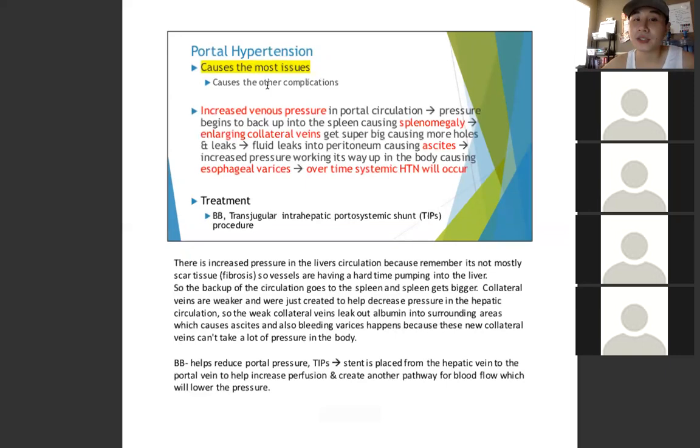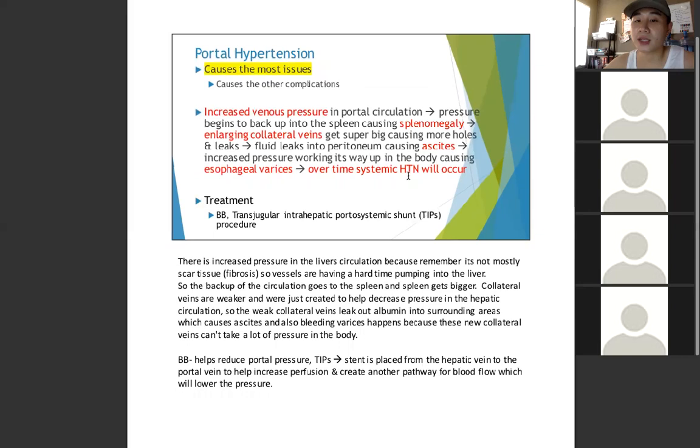All right, portal hypertension causes the most issues. Portal hypertension is what generates all of the issues that the patient has with liver disease, because it's connected to so many organs. So basically, increased venous pressure in the portal circulation. Pressure begins to back up into the spleen, causing splenomegaly, and leads to enlarged collateral veins that get super big, causing more leaks. Fluid leaks into the peritoneum, causing ascites. Increased pressure working its way up in the body causes esophageal varices. Over time, systemic hypertension will occur.